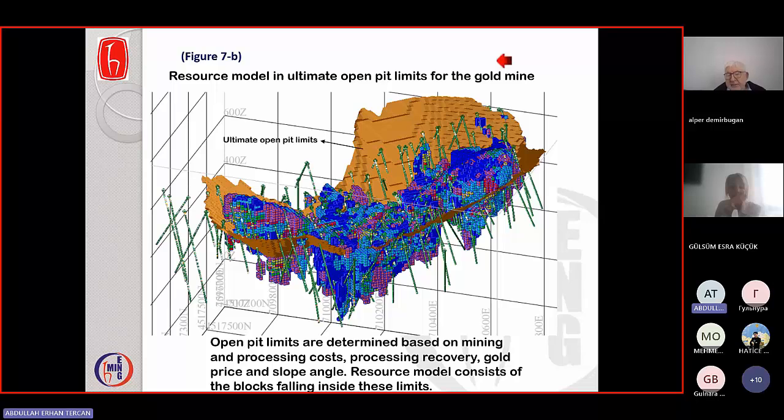Do not forget that resource model does not include economic analysis such as calculation of net present value or internal rate of return. So net present value and internal rate of return are the measures for the project feasibility. During mineral resource estimation, these parameters are not calculated.